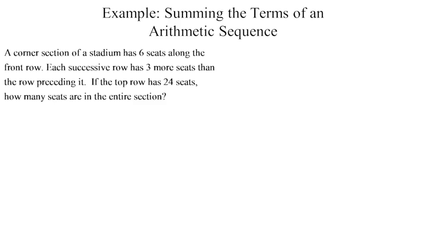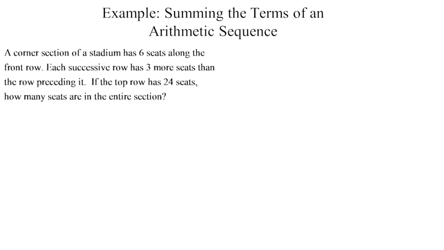So this would be the sum of the series 1 plus 2 plus 3 all the way up till 100. In this example, we have a corner section of a stadium that has 6 seats along the front row. Each successive row has 3 more seats than the row preceding it. If the top row has 24 seats, how many seats are in the entire section?